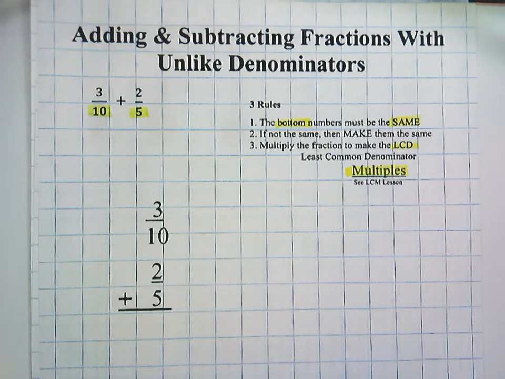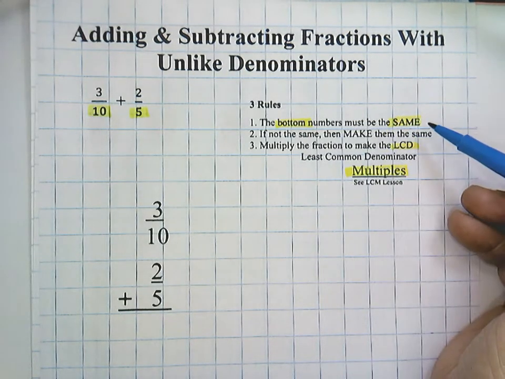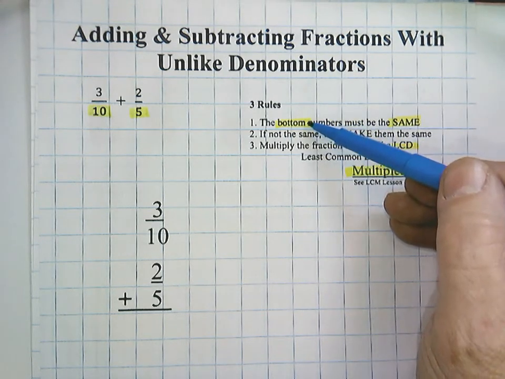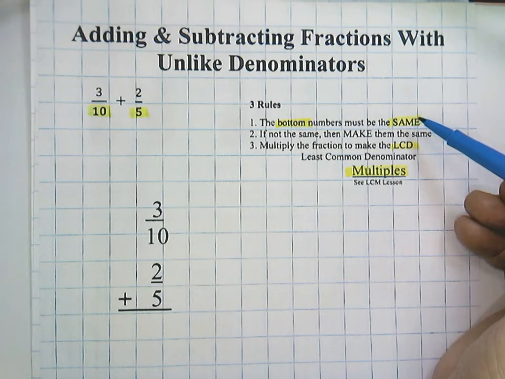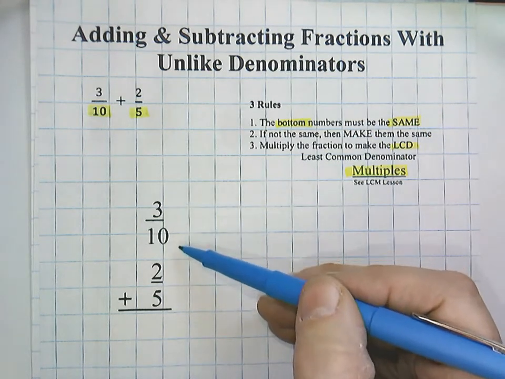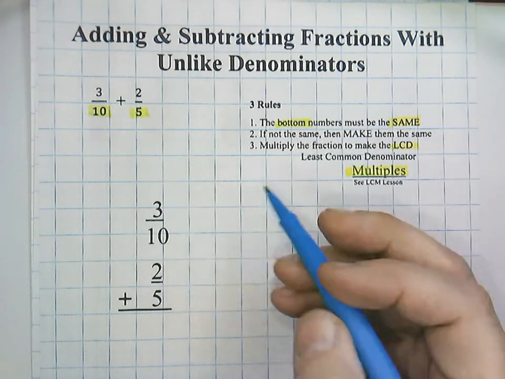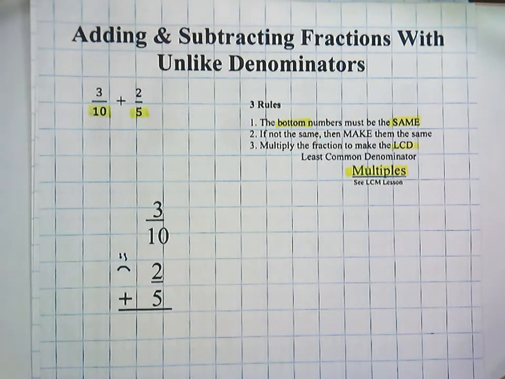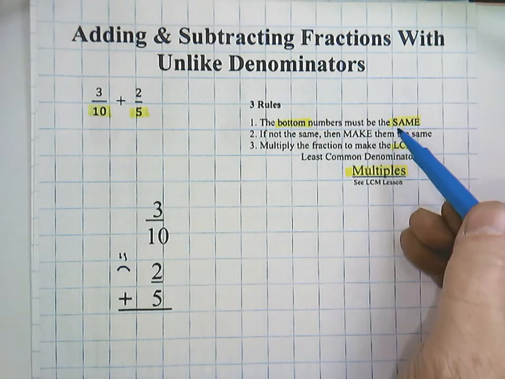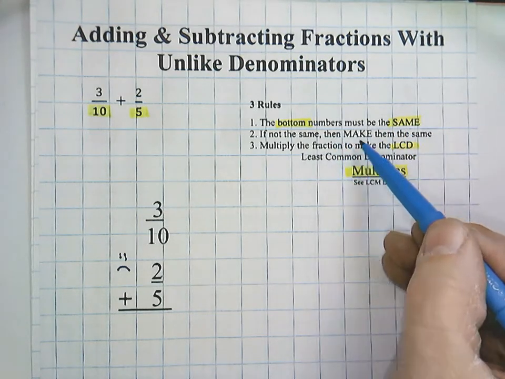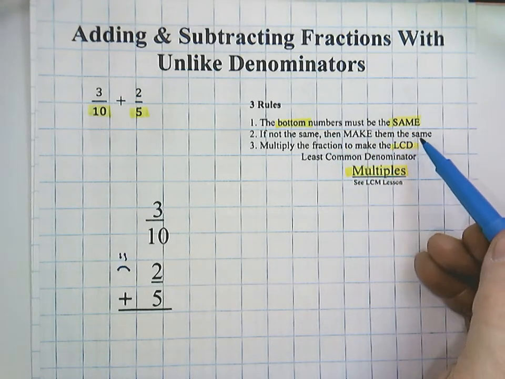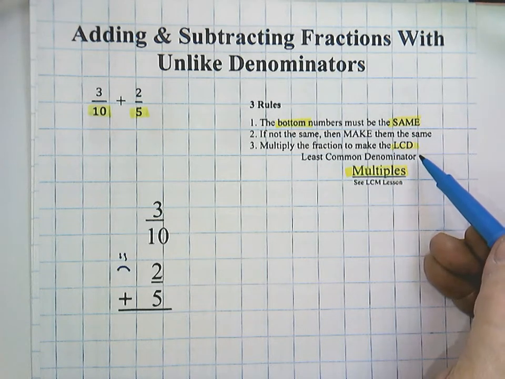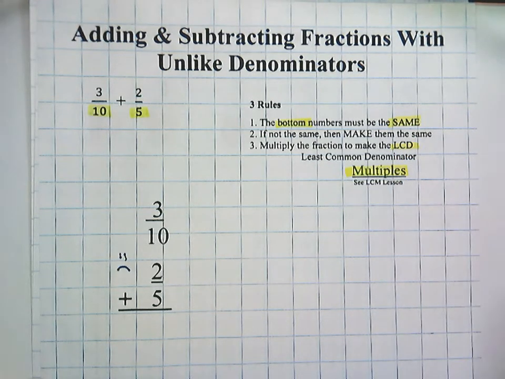So in math, there's three rules for adding and subtracting fractions like this. The first rule is that the bottom numbers must be the same. So for example, 3/10, 2/5, which is rewritten here, can't add that the way that is because that's breaking our first rule. But the second rule is that we are allowed to make them the same. And how we do that is we're going to use something called least common denominator. It's very similar to least common multiple.